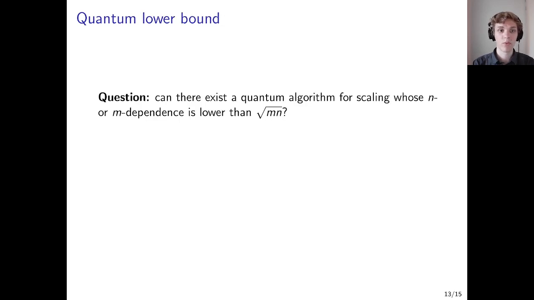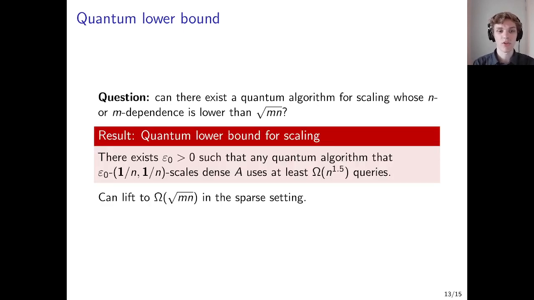Now, let's get to our lower bound, because one might still hope that there exists a quantum algorithm for scaling whose n or m dependence is lower than square root mn. However, we dash this hope by showing that there exists a universal constant epsilon 0, such that any quantum algorithm that scales with this particular precision to uniform marginals uses at least n to the 1.5 queries if the matrix is dense, or square root mn queries if the matrix is sparse.